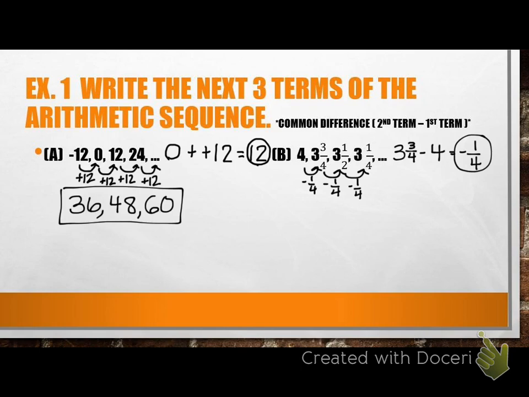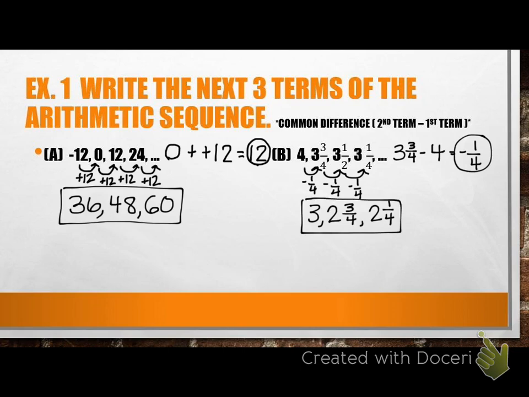Now, our common difference checks out, so let's find the next 3 numbers in the sequence. 3 1/4 minus 1/4 gives me what? 3. Minus 1/4 gives me, what's it give me? 2 and 3/4. 2 3/4. And then if I do it one more time, I subtract 1/4, I get 5/2. Shift S to D gives me 2 and 1/2. I'm sorry, it gives me 2 1/4. Okay? So here are the next 3 numbers in the sequence.